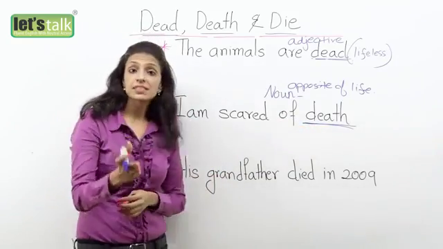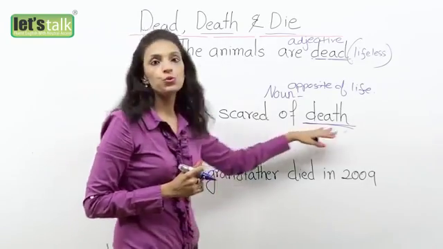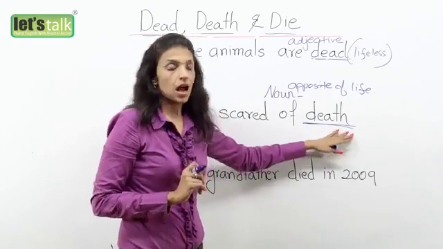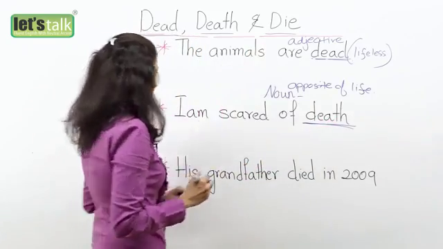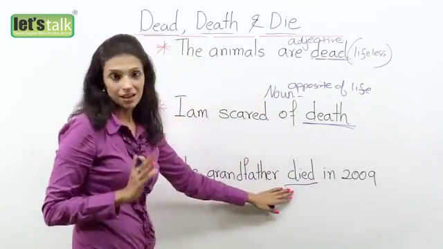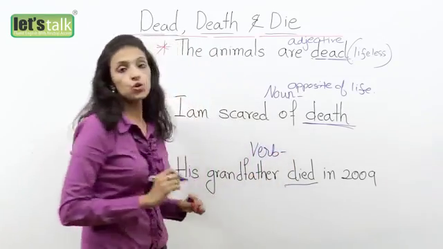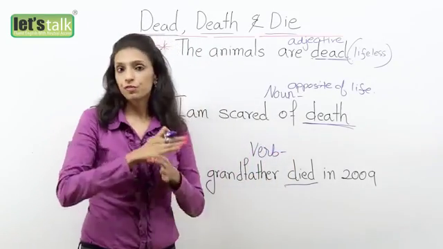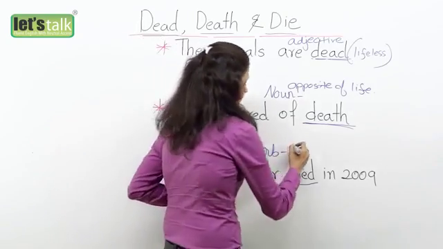Well, a lot of diseases can lead to death. They can be life-threatening. That means it can lead to death. Okay, friends. I hope this is clear to you. Let's take a look at the last one, die. His grandfather died in 2009. Now, die is a verb that shows the action of completing life or the action of no longer existing.